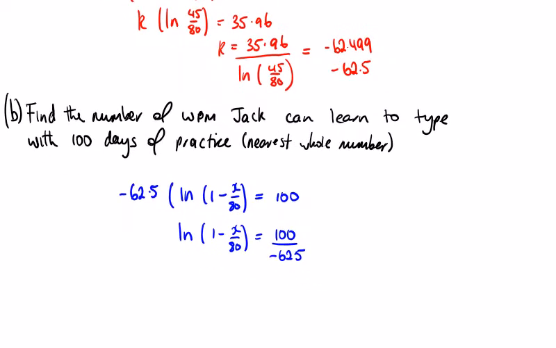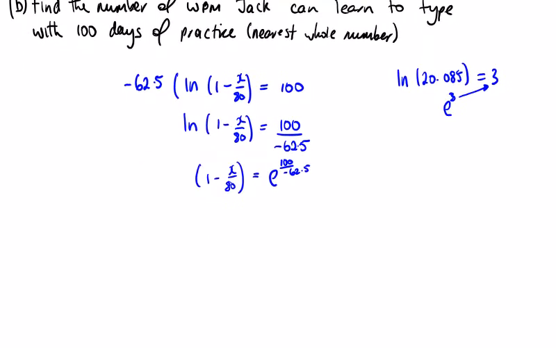Now, how do we get rid of this natural log? If we think about it in simpler terms, we have the natural log of 20.085 equals 3. How do we get rid of the natural log? Well, what we do is we raise e to the power of the right hand side. So e to the power of 3 is equal to 20.085. So similarly here, e to the power of this number is equal to the left hand side without the natural log, 1 minus x over 80.